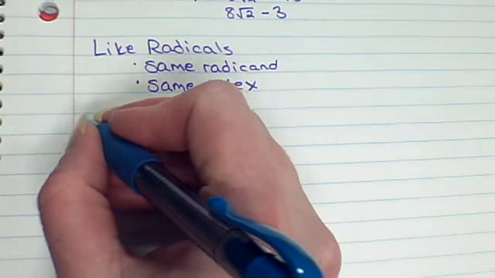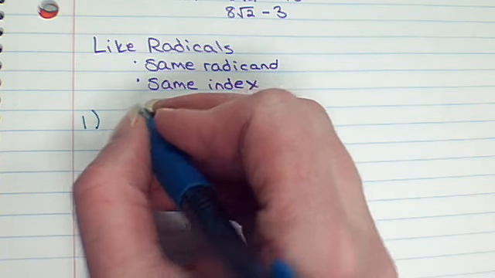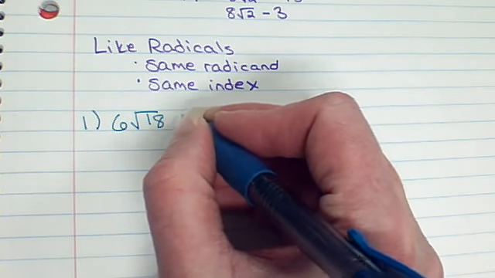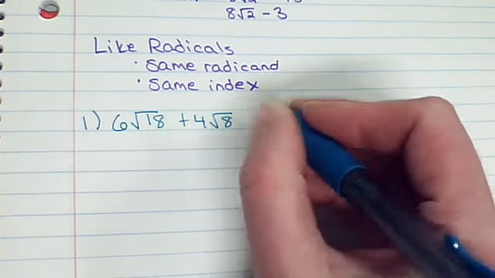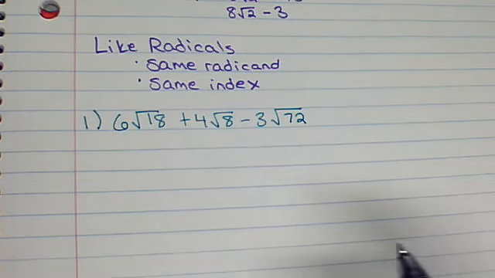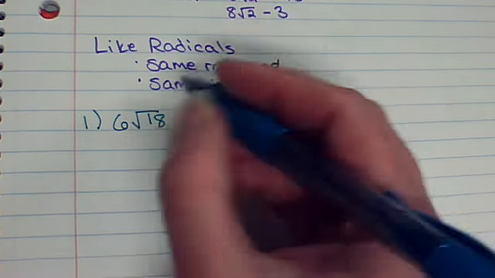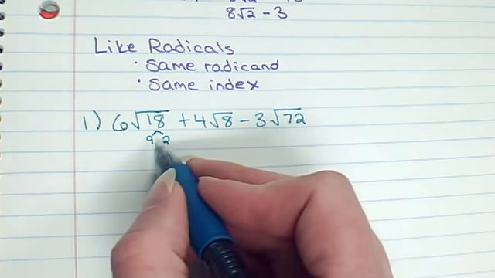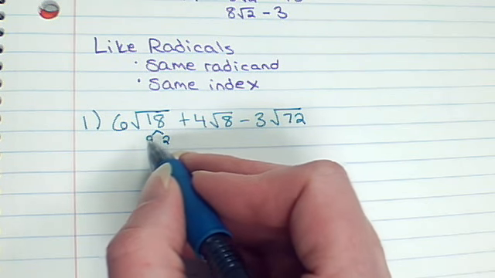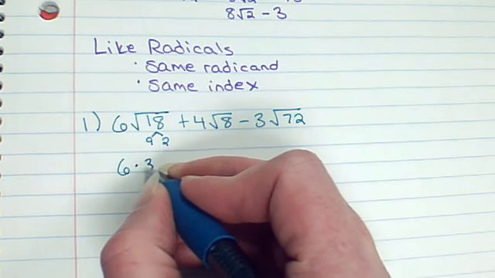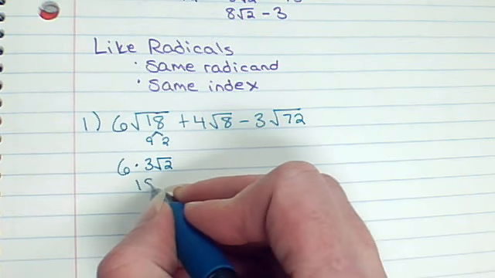Example 1. Let's start off with square roots then. 6 square roots of 18 plus 4 square roots of 8 minus 3 square roots of 72. All right, so we look. Are they alike? No. Can they simplify? Why, yes. I know 18 is really 9 times 2. Now, I know I could keep breaking this down, but isn't 9 a perfect square? It is. That means I'm going to have 3 square roots of 2, which gives me 18 square root of 2.